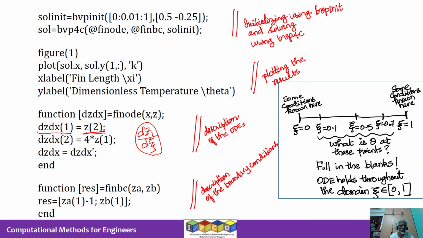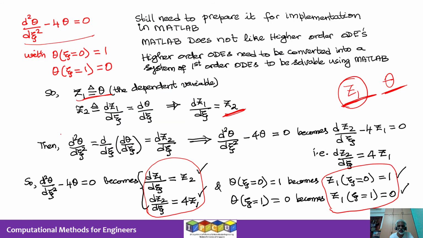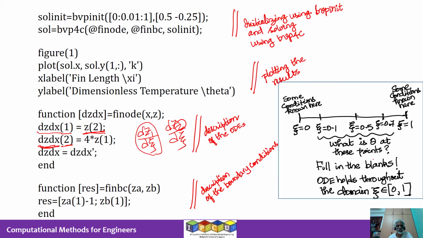Now when we come to the second ODE, we are looking at writing dz2 by d psi. So dz2 by d psi, we are going to write it as dz dx of 2, right? So dz dx of 2, the derivative of the second symbol, is going to be equal to, if you remember, 4 times z1. So it is going to be equal to 4 times z1. Done.